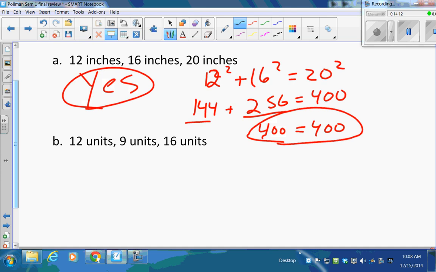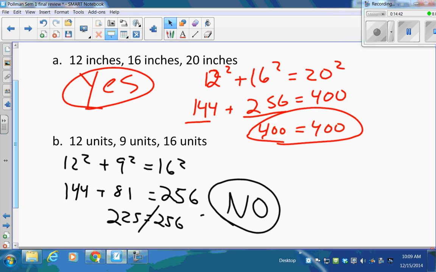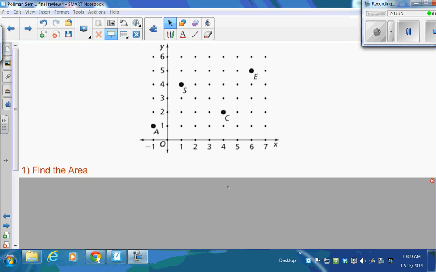My next one, 12 squared plus 9 squared equals 16 squared. 16 squared from the last one was 256. 12 squared is 144. 9 squared is 81. If I add 144 plus 81, I get 225. That does not equal 256. They did not come out the same way. This answer is a big, fat, ugly no.